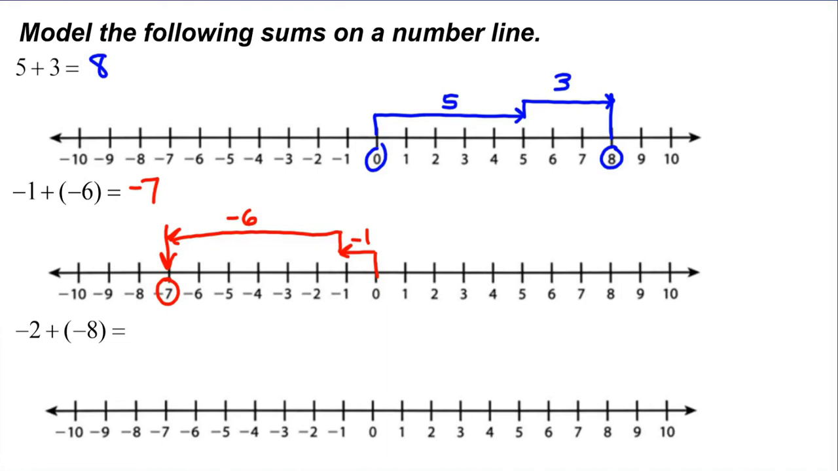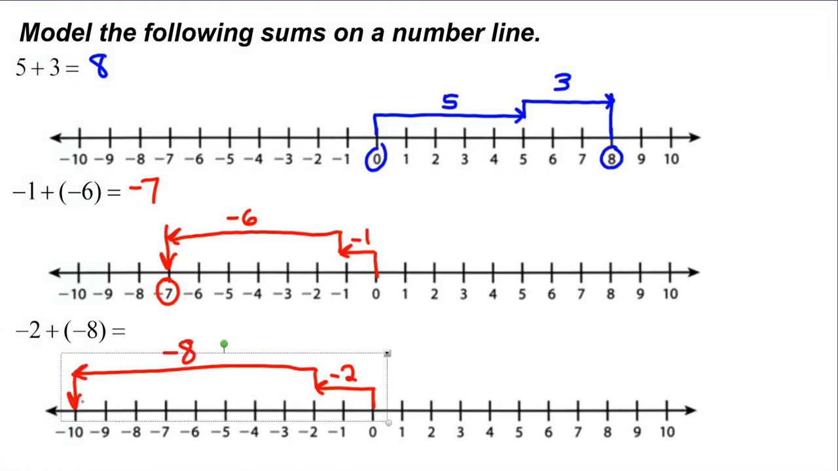And then lastly, again, negative 2 plus negative 8. If I start at 0 and I move 2 in the negative direction, and then I'm going to move 8 more in the negative direction, that's going to put me at an endpoint of negative 10. So I've combined these negative values together to get a total of negative 10. So negative 2 plus negative 8 is negative 10.